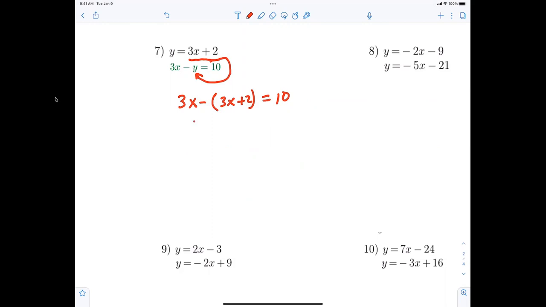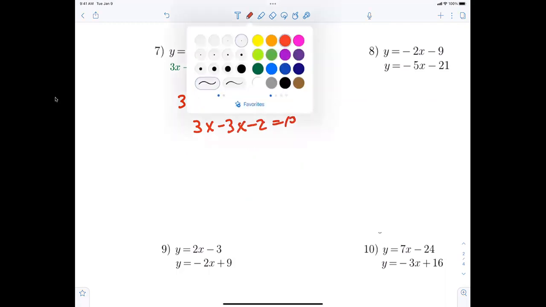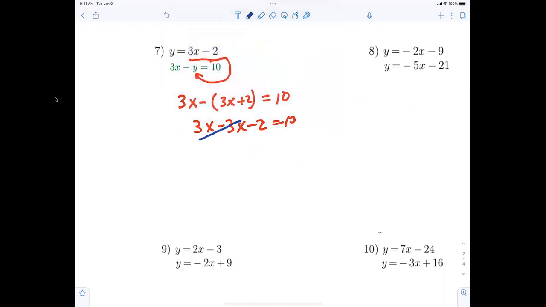This is where the mistakes are made. 3x minus 3x minus 2 equals 10. What happens to 3x and the negative 3x? They cancel out. Does negative 2 equal 10? Negative 2 does not equal 10. Therefore, it's a false statement. So it's no solution.